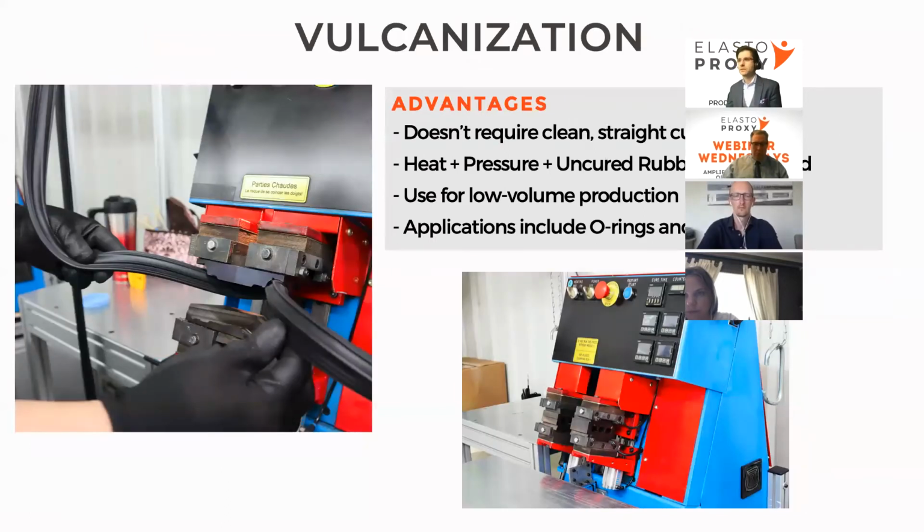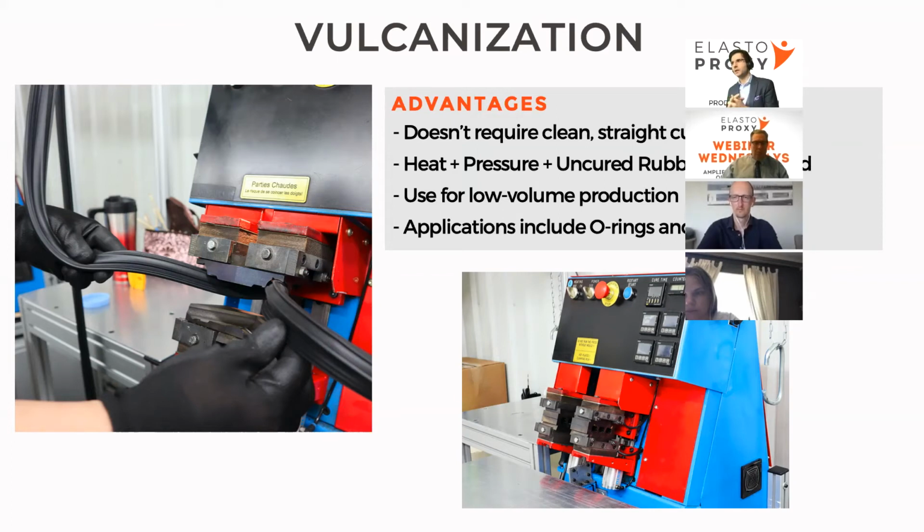Vulcanization. This is using uncured rubber. As you can see in the picture, we're clamping these onto the die. The uncured piece of rubber goes in the middle of the profile. Heat and pressure come together. It takes a bit longer compared to the infrared machine, however the vulcanizing is a very strong bond.